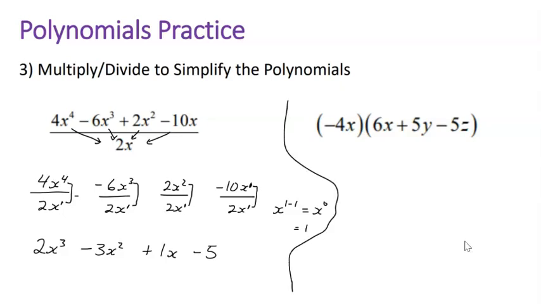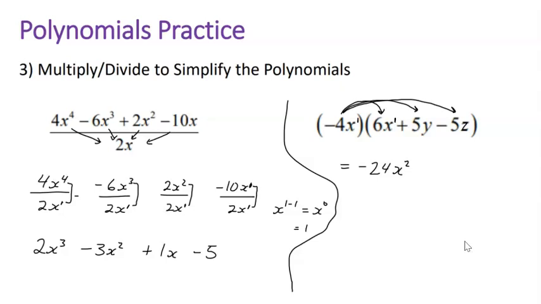For multiplication, we're going to go ahead and distribute. So we're going to multiply coefficients, and this time we're going to be adding our exponents. So we're going to take the negative 4 times 6. That equals negative 24, and then x to the power of 1 multiplied means we add our exponents. 1 plus 1 gives us 2.